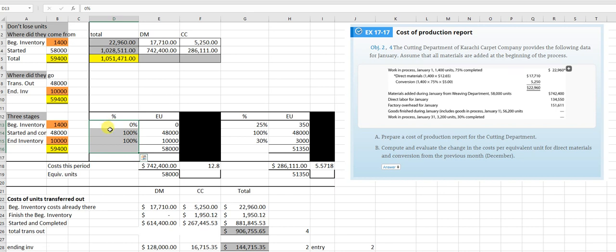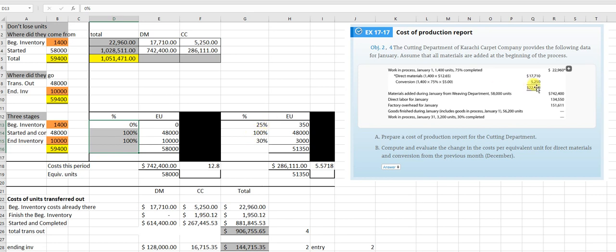And if I started them, I'm going to add all the materials. So for started and completed and ending inventory, I put those into production, so I added the materials. Beginning inventory was 75% complete, so I need to do the other 25% this period. Notice this plus that has to equal 100%. I either did it last period or this period, and these percentages are what I did this period.